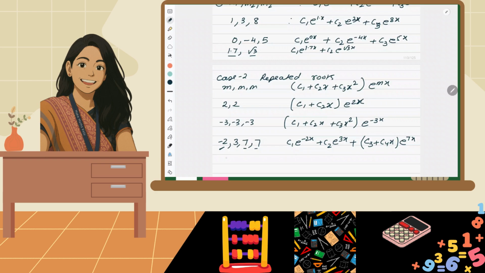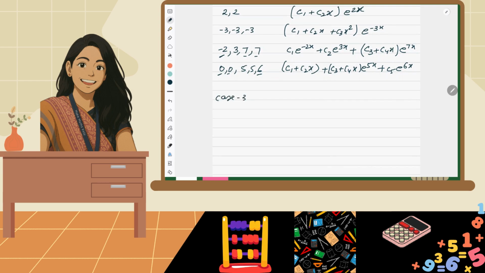Understood? Now suppose my roots are 0, 0 and 5, 5 and 6. How will I write down the complementary function? First, 0 is repeated, so c1 plus c2 x, and then e^(0x), we know that e^(0x) is 1, so it is gone. Then plus (c3 plus c4 x) e^(5x), because 5 is also repeated. And 6 is coming a single time, so c5 e^(6x). So this is how you can write down the CF. Now come to case 3.